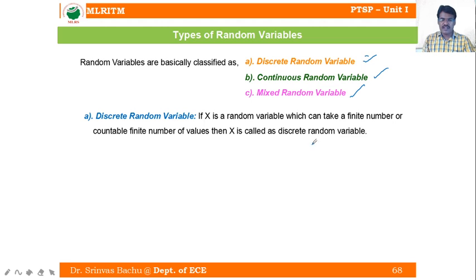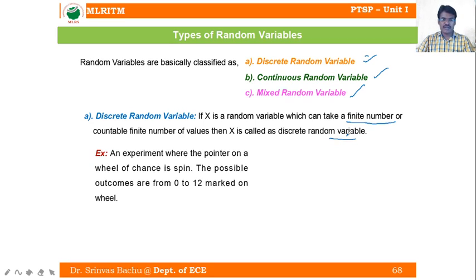If X is a random variable which can take a finite number or countable number of values, then X is called a discrete random variable. Discrete means countable number, like a discrete time signal.